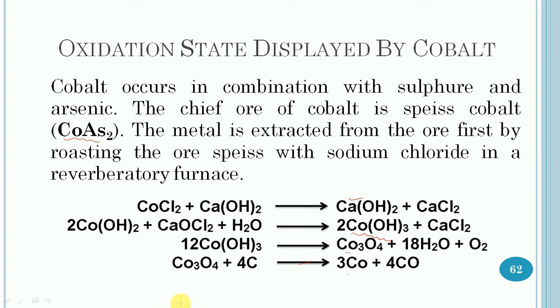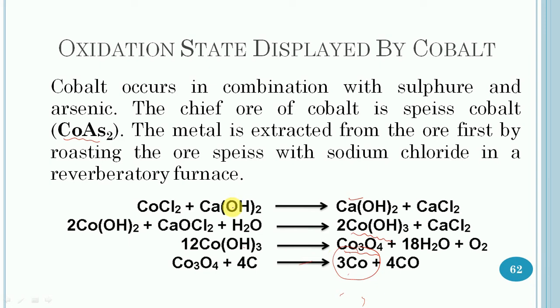The cobalt 3 hydroxide thus obtained is heated to get cobalt tetraoxide, which is finally reduced with charcoal at 2000 degrees Celsius to recover the cobalt metal.